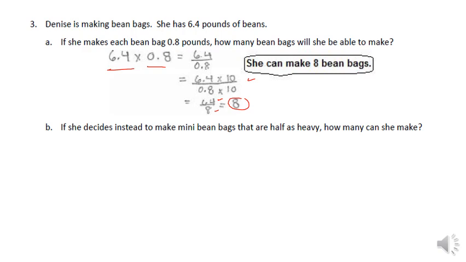Now B, if she decides instead to make mini bean bags that are half as heavy, how many does she make? Well, here they say they're 8/10 of a pound. So half would be 4/10. So now I have 6 4/10 divided by 4/10, which I'm still going to multiply by 10, which gives me 64 divided by 4.